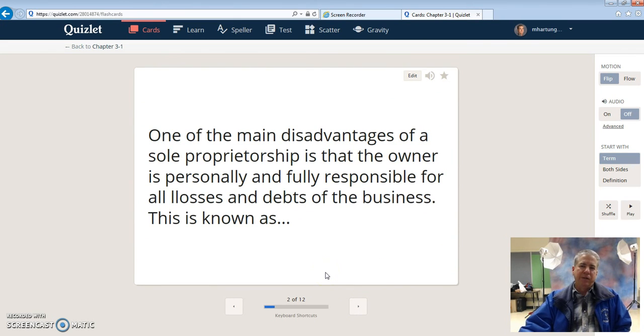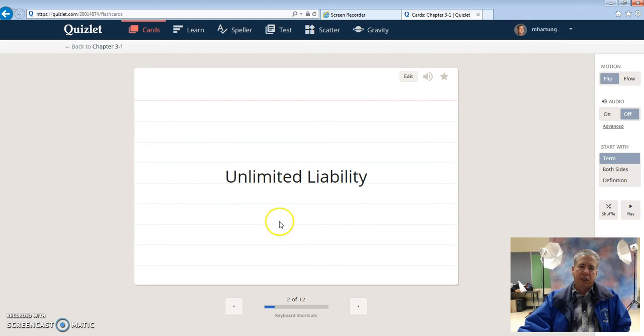One of the main disadvantages of a sole proprietorship is that the owner is personally and fully responsible for all losses and debts of the business. Little typo there. And this is known as, I'll give you a hint, it has to do with liability. Another word for responsibility is liability. And if you are responsible for everything, then you have something called unlimited liability.